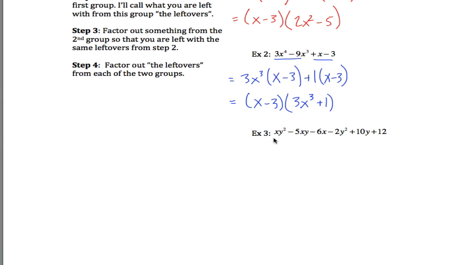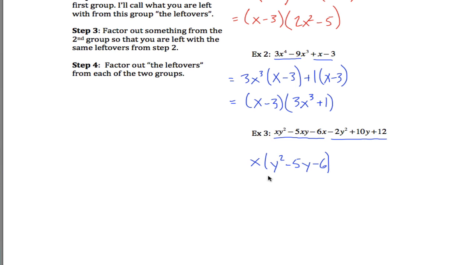You can even do this when you have 6 terms or 8 terms, any even number of terms. You can give it a try and see if it works. If I split these into these 2 groups, my greatest common factor from my first group is just an x. And if I factor out that x from those first 3 terms, I'm left with y squared minus 5y minus 6.